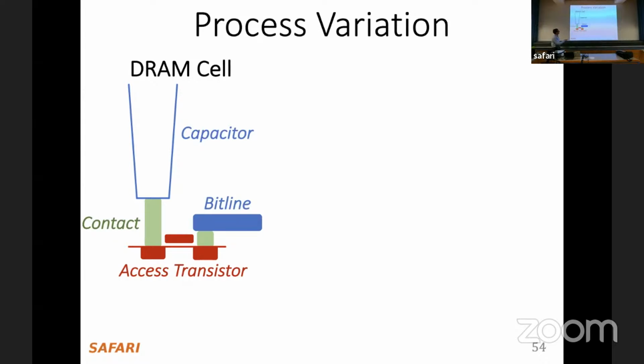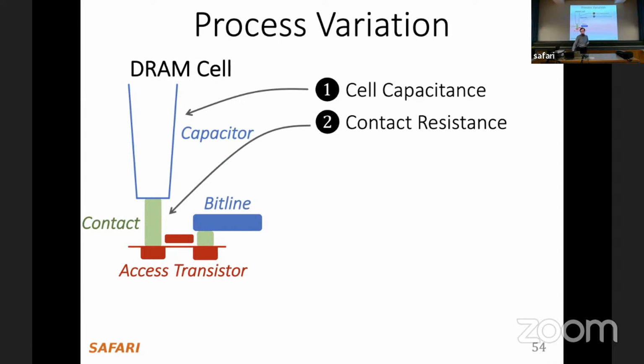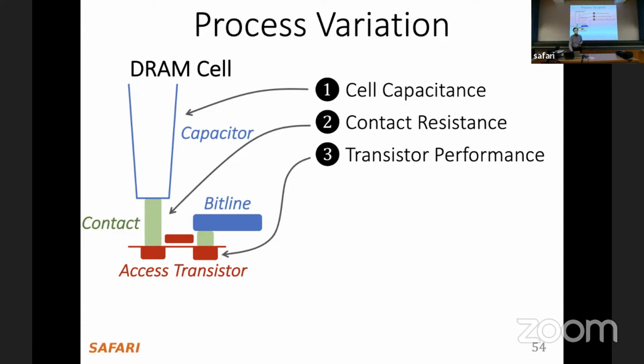And you have this contact, this is the bit line, and this is the access transistor, and the word line is usually buried in the substrate, which is not shown over here. If you look at a real picture of a DRAM cell, you will see that. This is imitating the real picture. And when you access, you connect the cell to the bit line through the access transistor, right? So there are three things that are important here: the cell capacitance, the contact resistance over here, and the transistor performance, right?